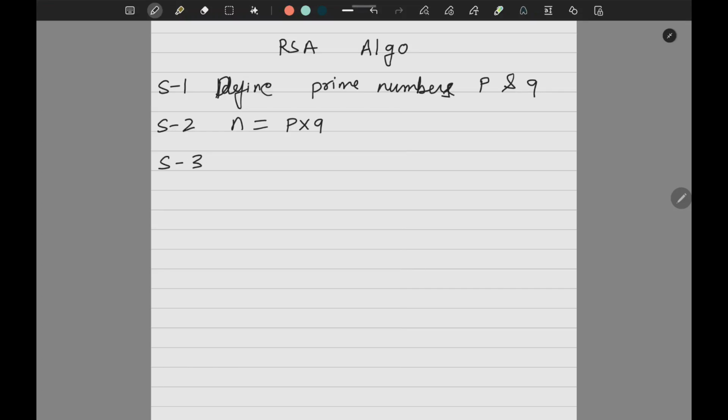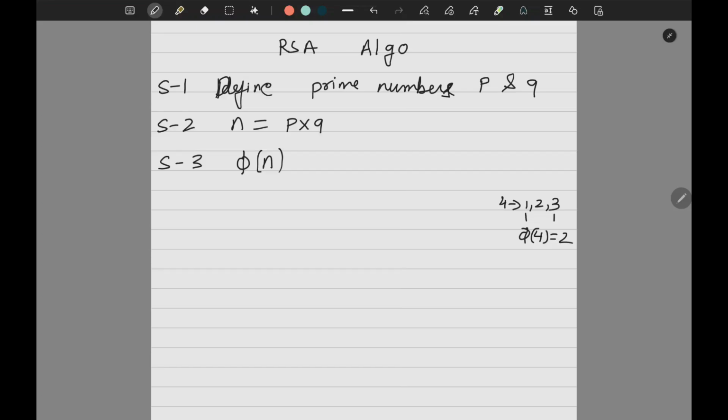Now what is step 3? I will define phi n. Now recollect what is phi n. If you go back to the previous videos, I have explained you phi is the Euler's function and it gives me the count of numbers before n which are co-prime to n. For example, if I talk about 4, before 4, what are the numbers? 1, 2 and 3. But co-prime numbers with 4 are 1 and 3. So phi of 4 will become 2. So this is how Euler's function works.